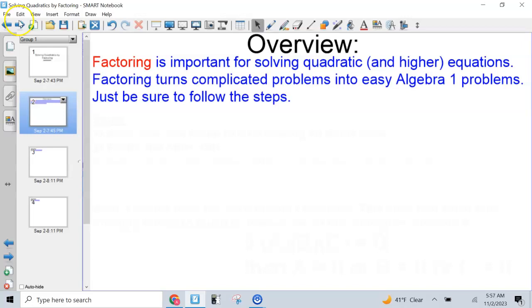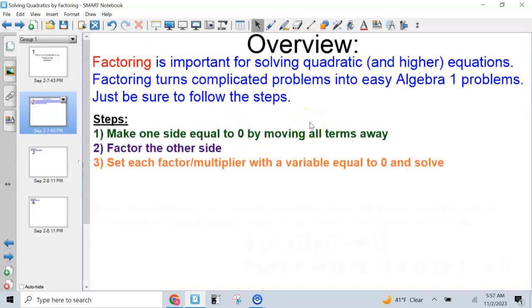So factoring is extremely useful for solving quadratic and higher equations. Factoring turns complicated problems into easy algebra 1 problems. Just be sure to follow steps. There are 3 steps. Step 1 is to make sure one side is equal to 0 by moving all terms away. That might already be done for you.